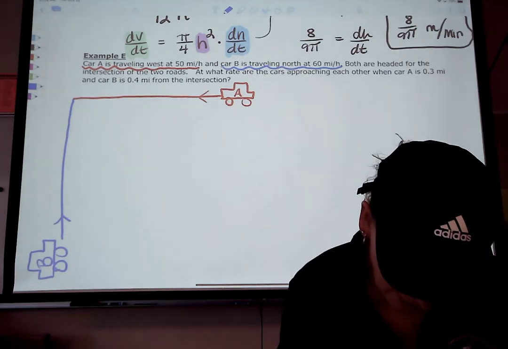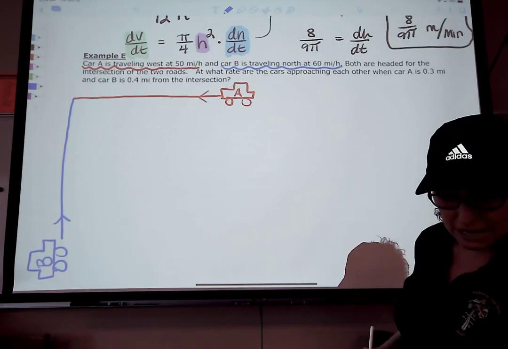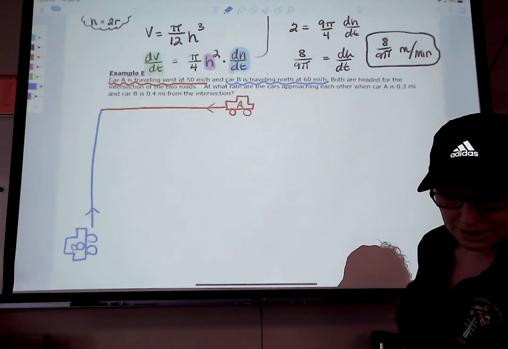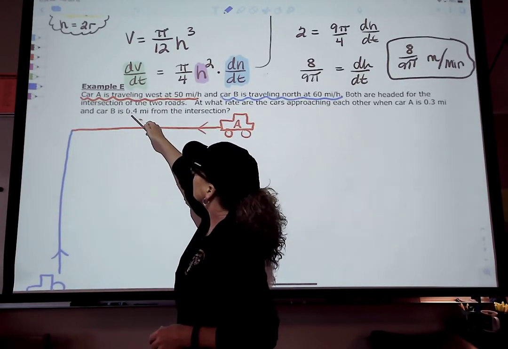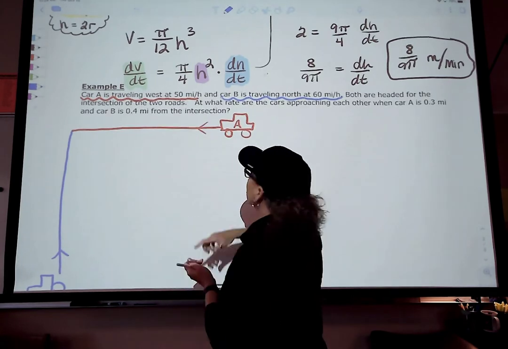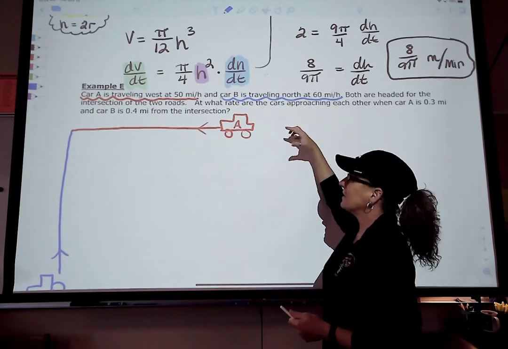Now, car A, car B. So I've drawn kind of what they're doing. Now also I can go ahead and write their rates. So I can write car A's rate. Remember, I'm going from wordy to mathy. I can write out their rate.